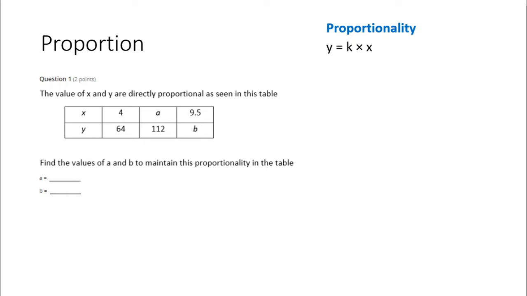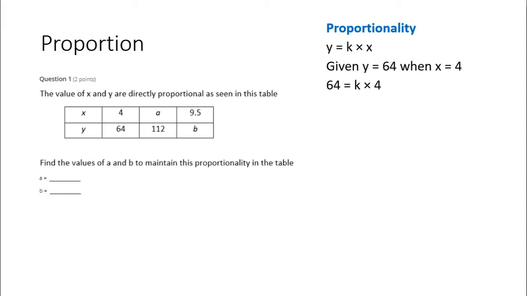Now k can represent any value. It's called our constant of proportionality. So the first thing we're going to do here is work out what our constant of proportionality is so that we can work out a formula that links all y values with their corresponding x values. So given the x and y values that we know, y is equal to 64 when x is equal to 4. So I'll substitute that into my proportionality equation. Y is 64 and x is 4. So what is the constant of proportionality that we multiply by 4 to get an answer of 64?